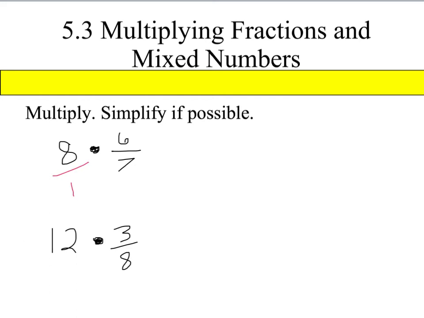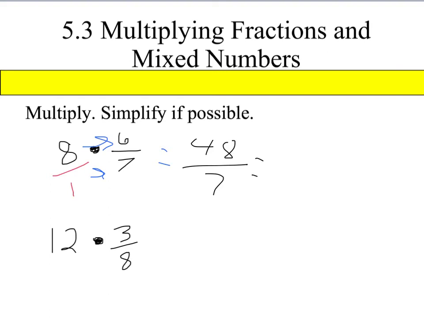So, look at whole numbers. It's 8 over 1. From here, I look at that 8. Is there a common factor between 8 and 1 and 7? There is not. Look over at 6. Is there a common factor between 6, 1, and 7? There is not. So I'm going to multiply straight across, and I get 48/7. I'm going to simplify this, though.